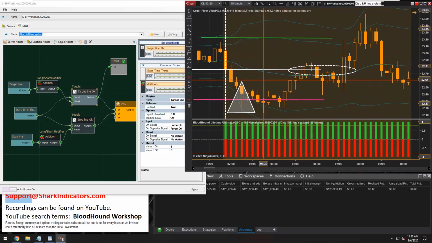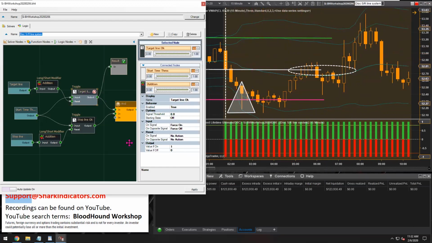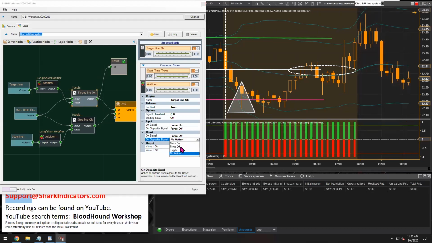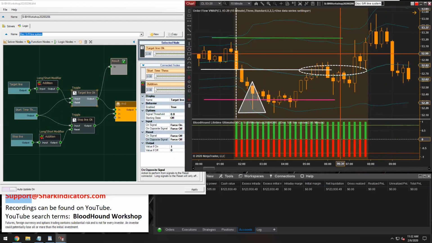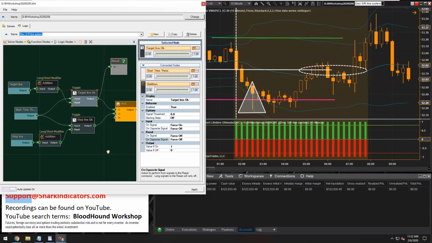So I did not adjust my resets for the target toggle node. So resets here, let's set this to force off and force off. There we go. All right. So when price hits the target line, if it hits that target line first, then that would invalidate the signal here.